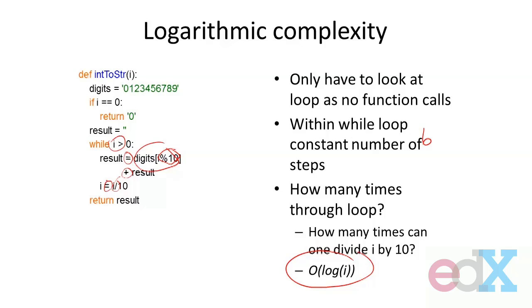Now, let's be careful here. You might say, well, wait a minute. Why doesn't this depend on the size of the integer that I pass in there? And it depends not on the size, but on the number of digits. Another way of saying it is, if I have some number of steps to solve a problem with one version of I, and I take 10 times I, I'm only going to go through the loop one more time. It's the number of digits, not the size of the problem. And that's why it's logarithmic in the size of I, because that log gives me the number of digits.